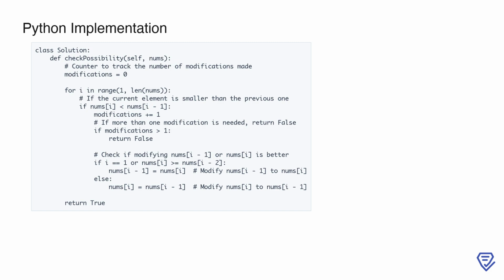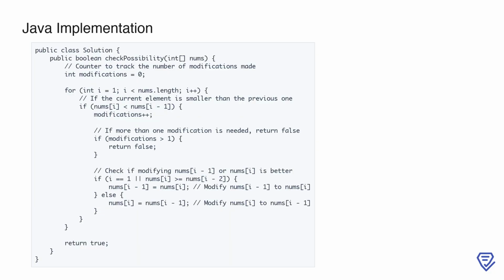If the loop completes without requiring more than one modification, the function returns true, indicating the array can be made non-decreasing with at most one change. This solution runs in O(n) time, as it processes the array in a single pass, making it efficient even for large inputs. This is the Java implementation for LeetCode problem number 665, Non-decreasing Array.